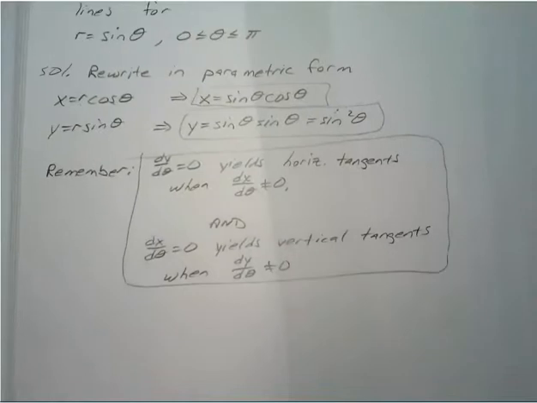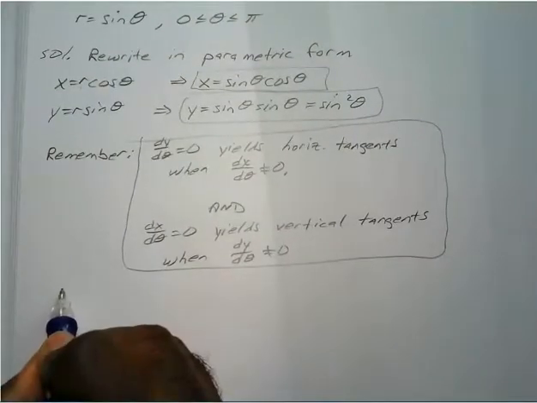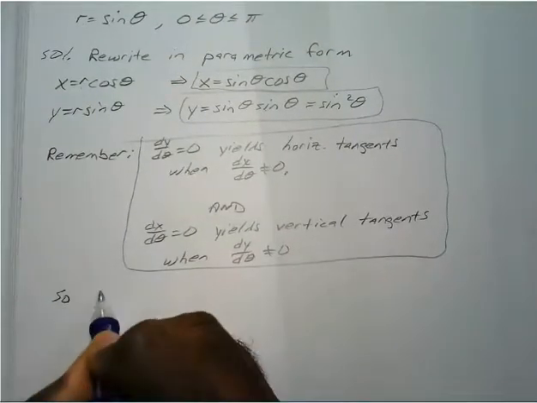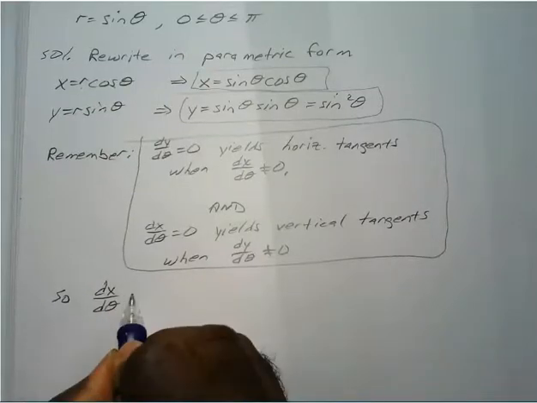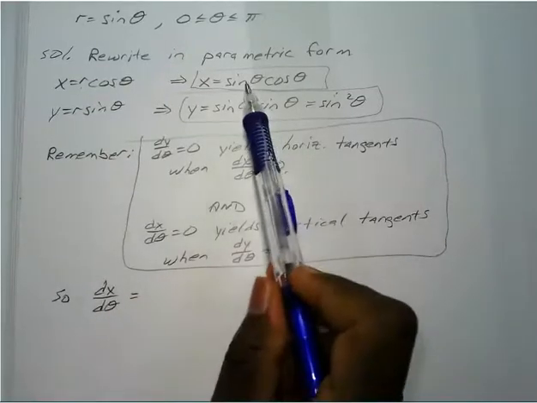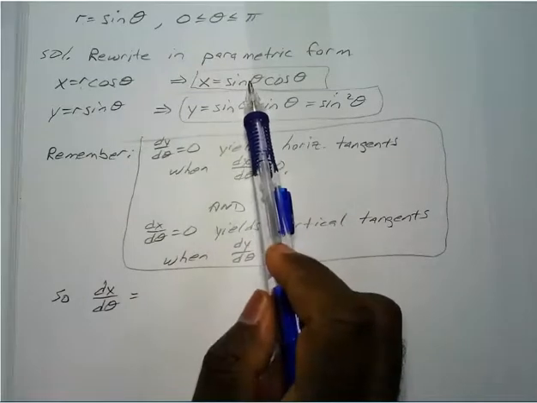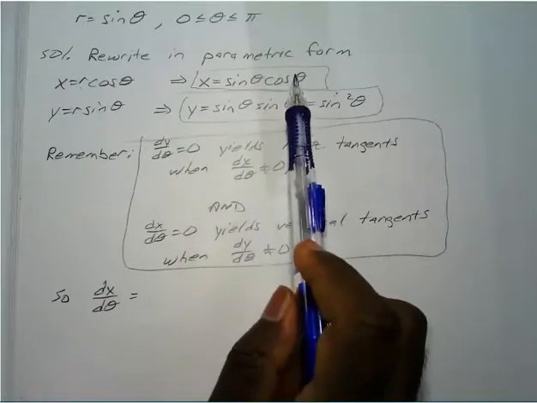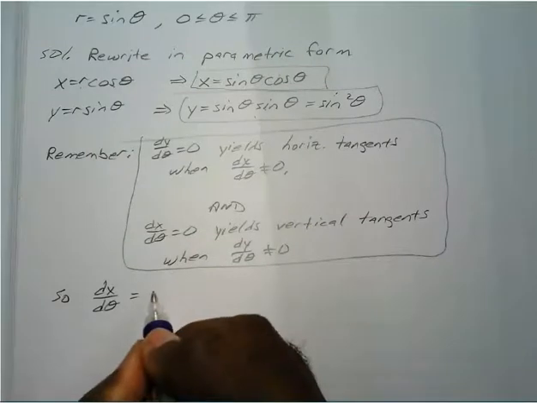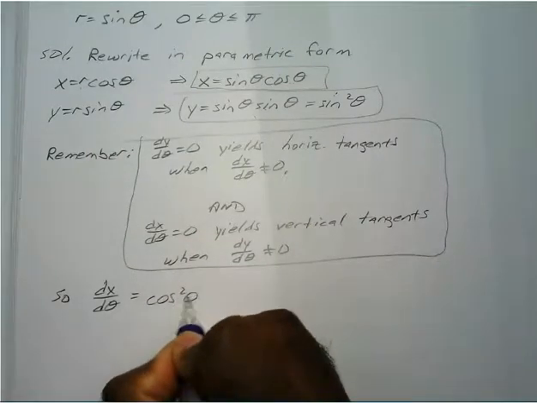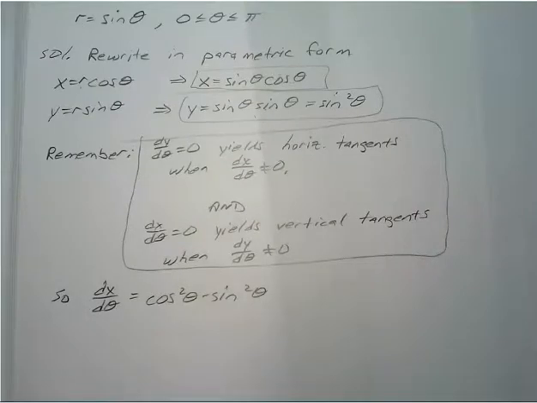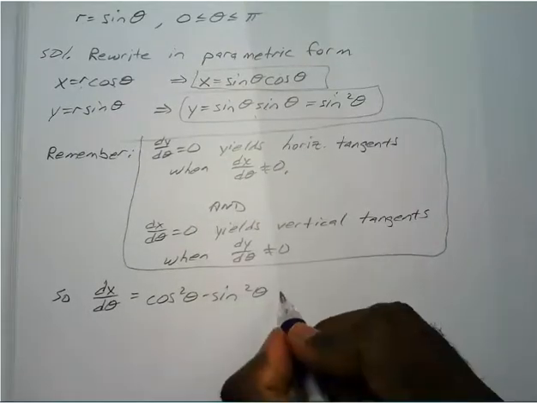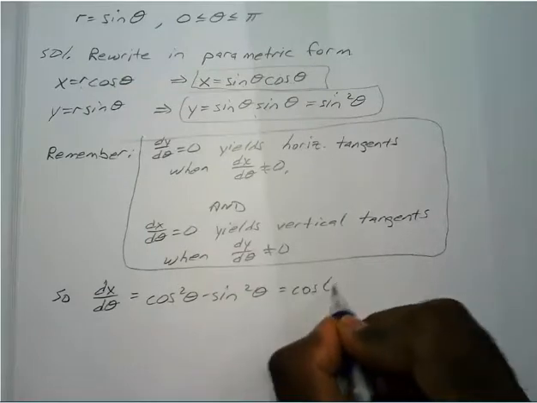Okay, so once we get started, we see that our dx/dθ equals, we use the product rule, first times the derivative of the second plus second times the derivative of the first, we end up with cosine squared theta minus sine squared theta. Which, if you remember your trig identities, that's equal to cosine of 2 theta.